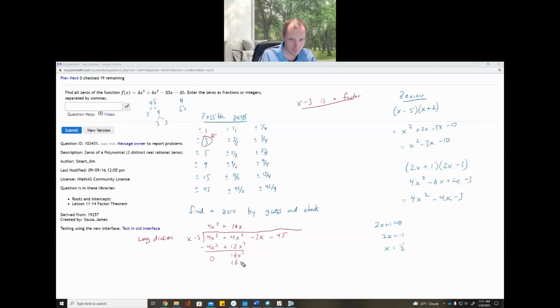16x times x gives me 16x squared. 16x times negative 3 gives me negative 48x. Change the signs and add down. So here I get 0. Negative 3x plus 48 gives me a 45x. What do I multiply x by to get 45x? I multiply by 45. I feel like I made a mistake here. Oh, yes, I wrote a minus 3x. It's minus 33x. Thank you.